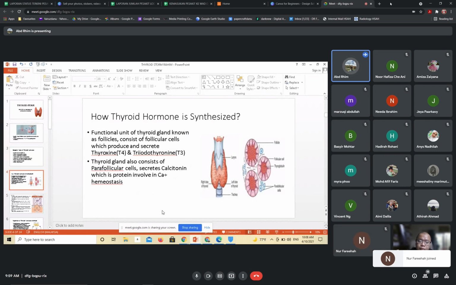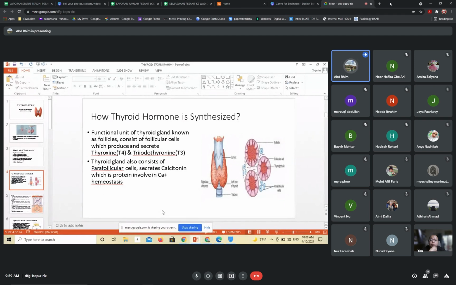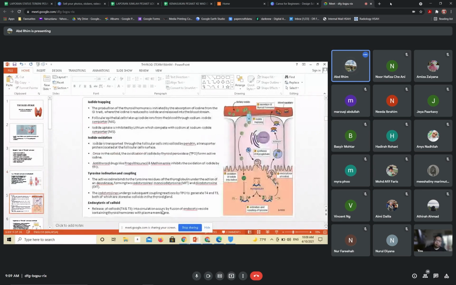So, how is thyroid hormone synthesized? Firstly, there is a functional unit of the thyroid gland known as the follicles, which consist of the follicular cells, which produce and secrete T3 and T4. Apart from that, the thyroid gland also consists of the parafollicular cells, which secrete calcitonin, a hormone involved in calcium homeostasis.